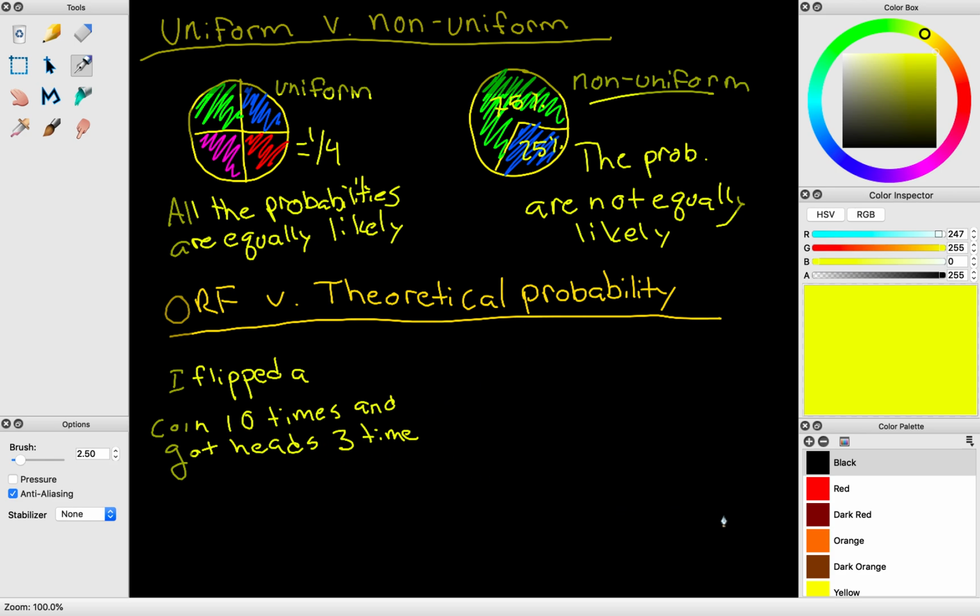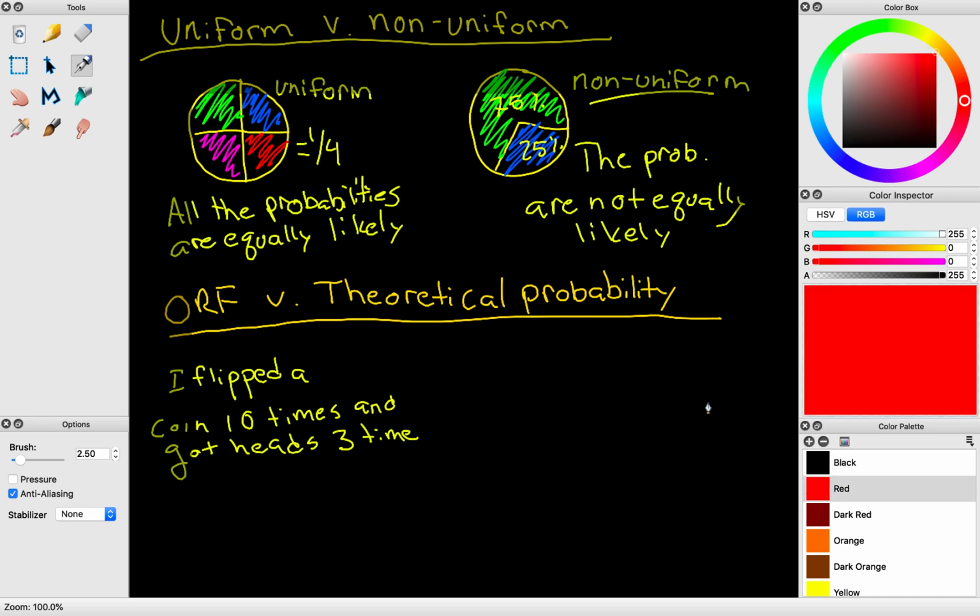I flipped a coin 10 times and got heads 3 times. So out of the 10 times, I got heads 3 times. Therefore, the observed relative frequency, or ORF, of heads would be equal to 3 out of 10, because I got heads 3 times out of a total of 10 times. So I could say it's 30%.